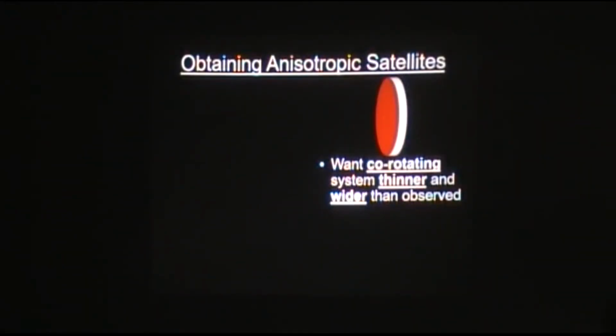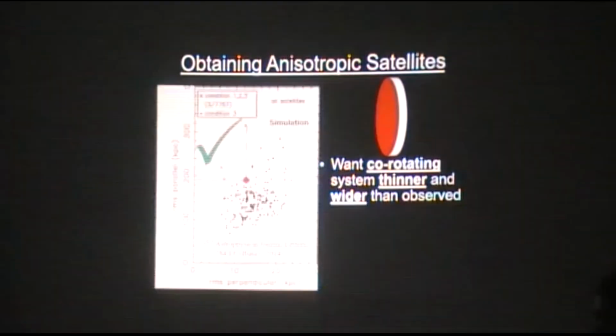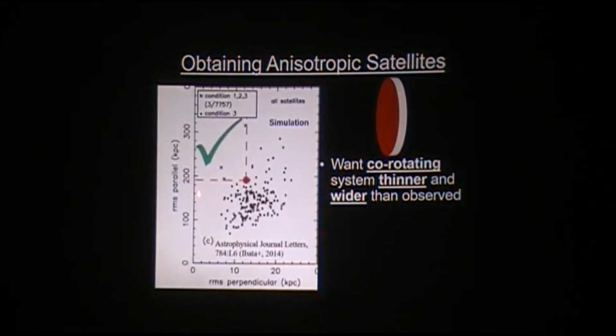Now, what we actually want in a sensible cosmological simulation in the standard model, what people want to get is a co-rotating system around Andromeda, which is thinner and wider than observed, or equivalently has an aspect ratio less than the observed system. So basically that means it has to be thinner and wider than observed. So anywhere in this box.